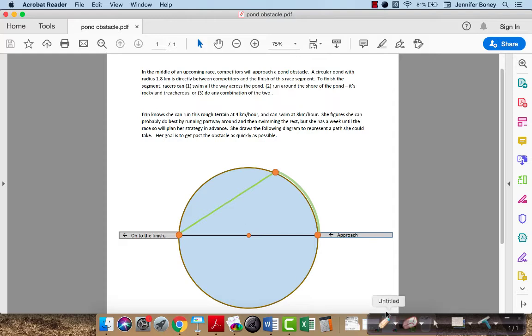And what we talked about last time was that for Erin, since she knows that on this rocky terrain around the edge, it's hard to run on, slippery, so you don't really want to swim first.